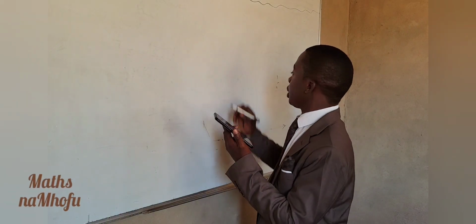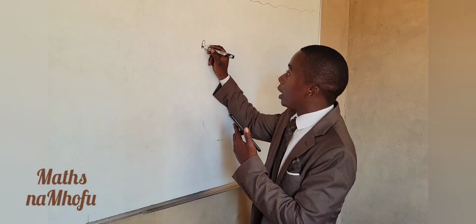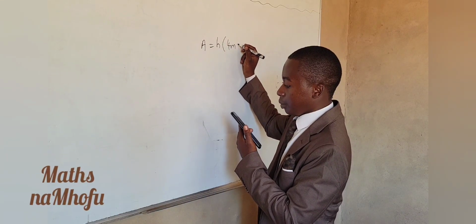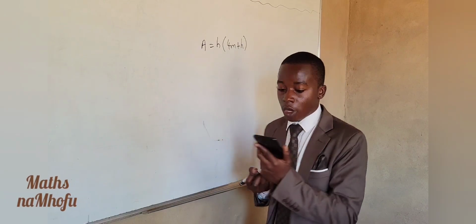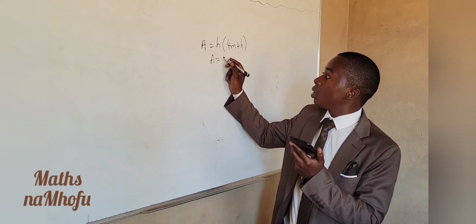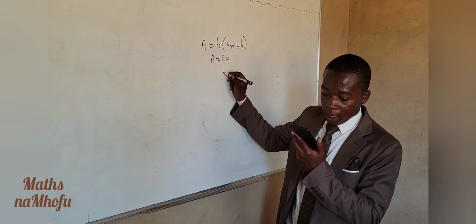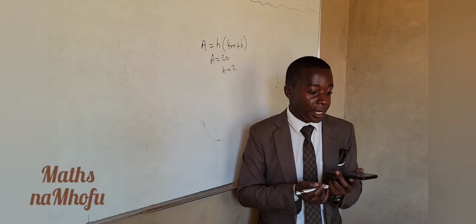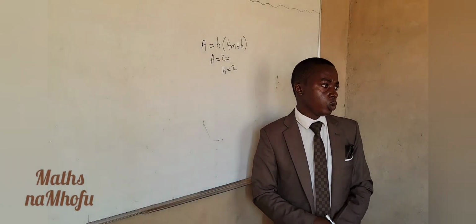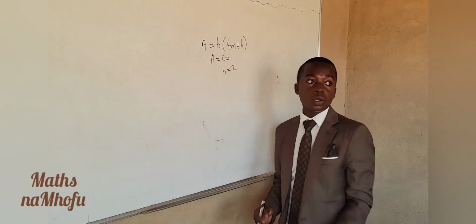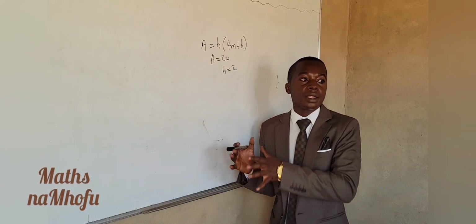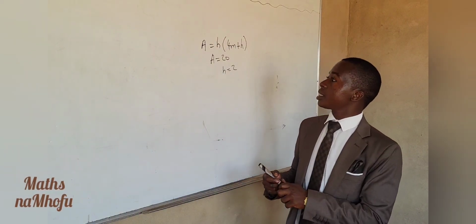So the original question is A equals H over 4M plus H. This is the original equation, right? We are told that A is equal to 20, and H equals 2. We want to find M. For the sake of time, I'm not going to use both methods to prove. You understand? Let us just use this one, right? But during your extra time, you can use the answer that you get. You still get the same answer.